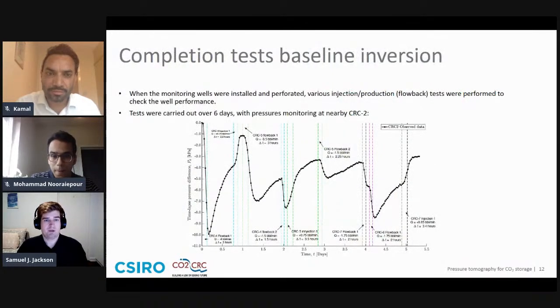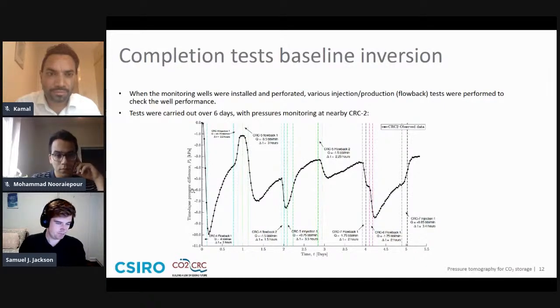So the next example I'll show is one with actual field data. So late last year, when the monitoring wells were installed on the actual field, when they were perforated, there were various injection and production tests performed, which you typically do when you install a well to check communication across the site and the general performance. Now, once these tests were carried out over 6 days, we actually monitored the pressure at well 2. Now, this is the well that was previously drilled for other operations from stage 2 at Otway, but it allows us to see what the pressure response is for these various tests.